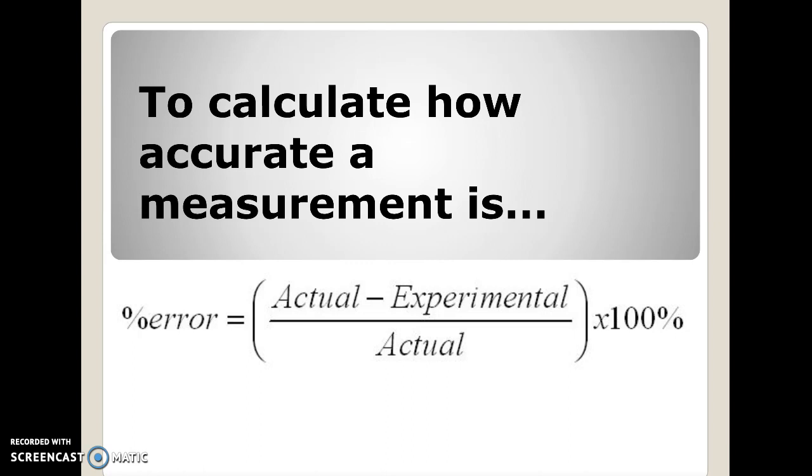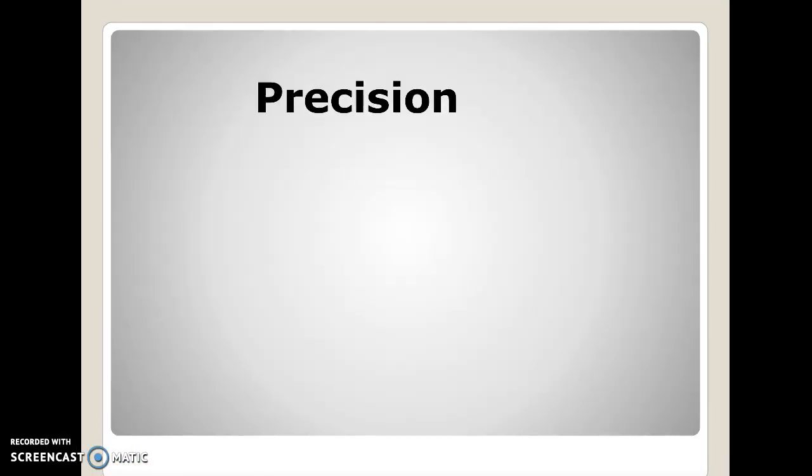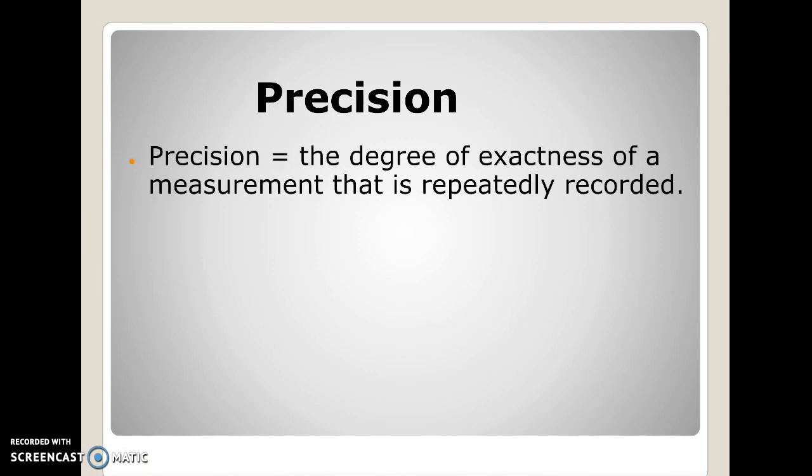So to summarize, to calculate how accurate a measurement is, you use percent error, which is actual minus experimental divided by actual times 100. And I want to point out in this one, I have these switched, but because it's an absolute value, it doesn't matter. And for some reason, the absolute value isn't in this graphic. So precision is the other topic, and this is the degree of exactness of a measurement that is repeatedly recorded.